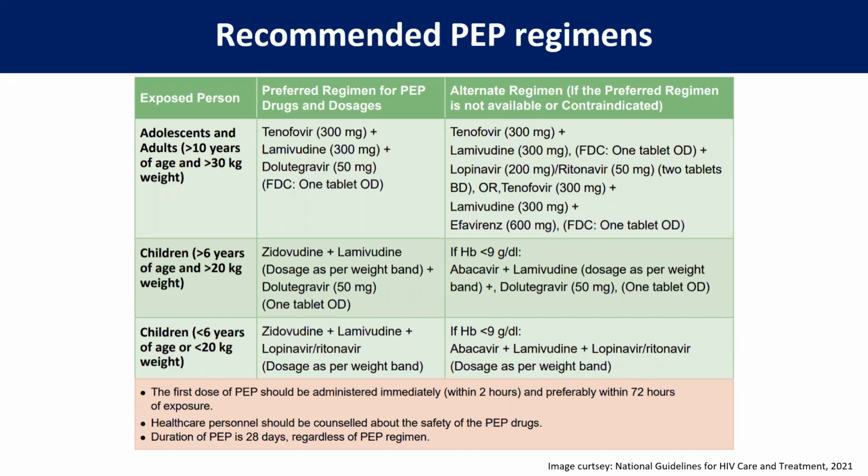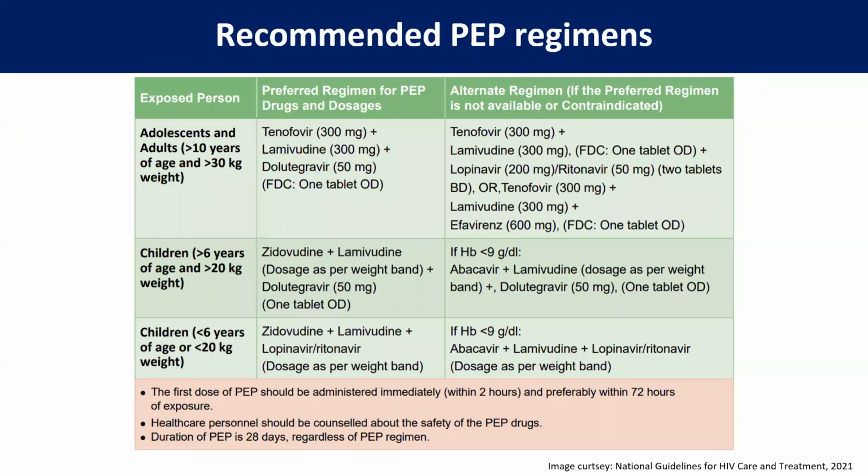If the child is more than 6 years of age and more than 20 kg, the recommended regimen is zidovudine plus lamivudine plus dolutegravir. But if the exposed person's HB is less than 9, then give abacavir in place of zidovudine. If the child is less than 6 years and less than 20 kg, give zidovudine, lamivudine and lopinavir, ritonavir instead of dolutegravir. If his HB is less than 9, give abacavir in place of zidovudine.